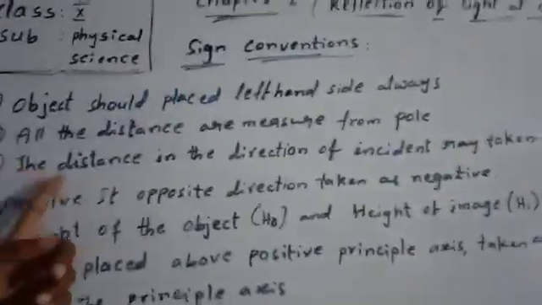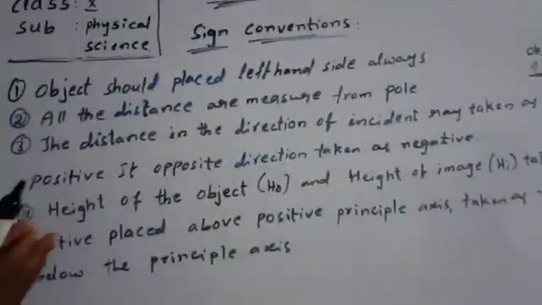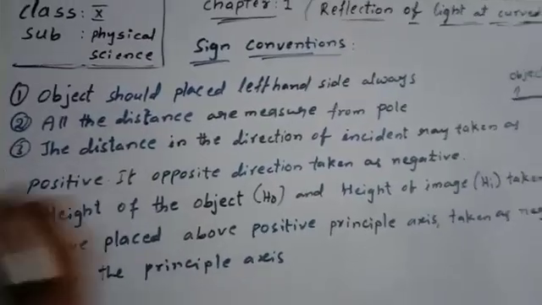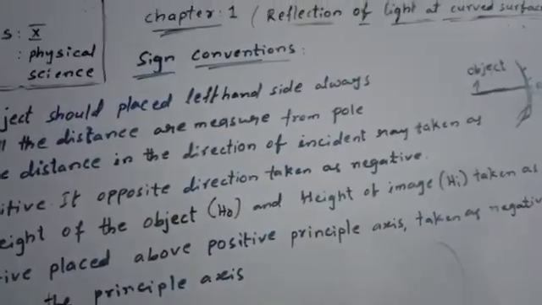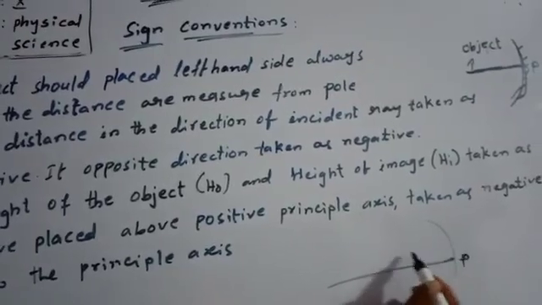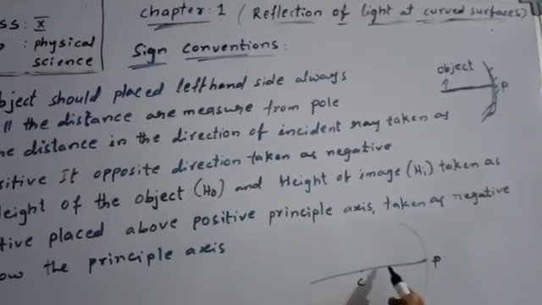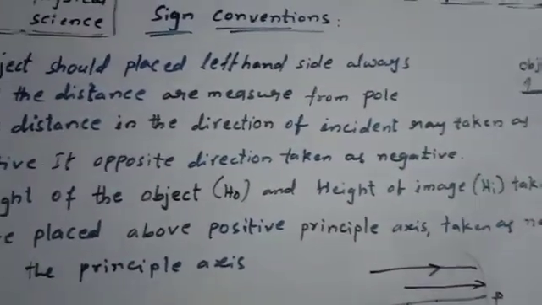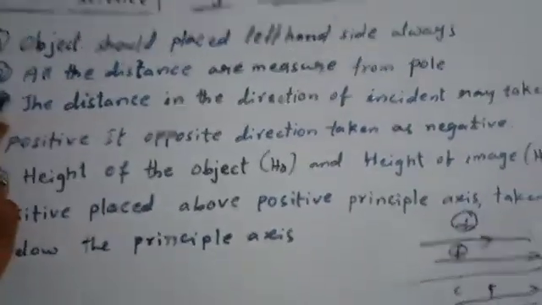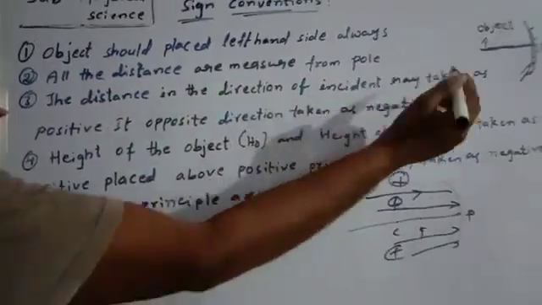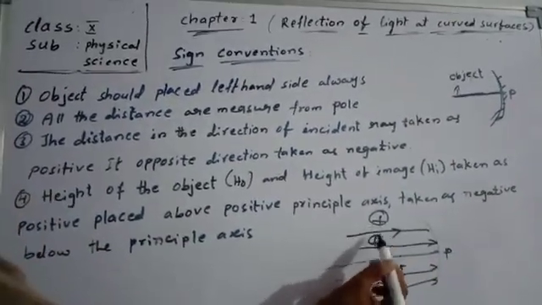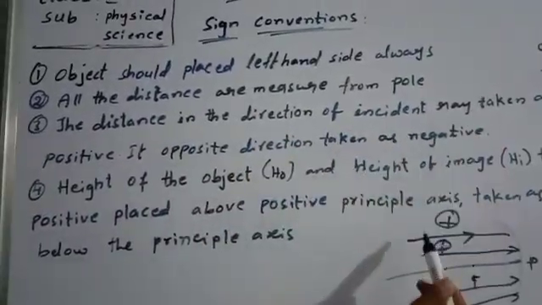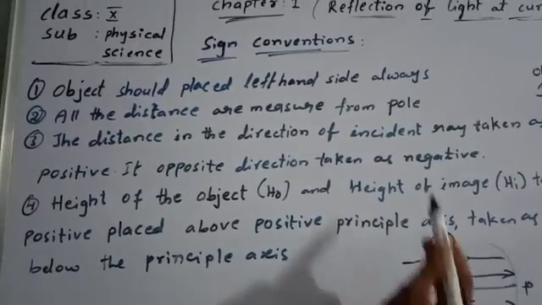And then the third one: the distance in the direction of the incident ray is taken as positive, and the opposite direction, the reflected ray, is taken as negative. Suppose this is the pole, and that is the center of curvature or the focal point. This is the incident ray. So the distance in the direction of the incident ray is taken as positive.